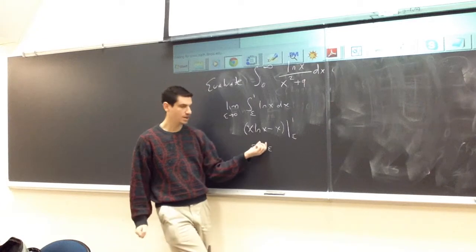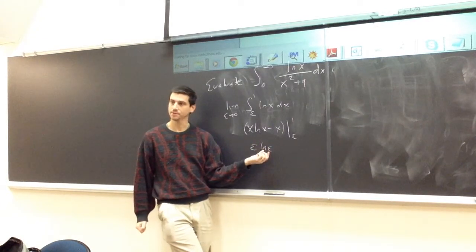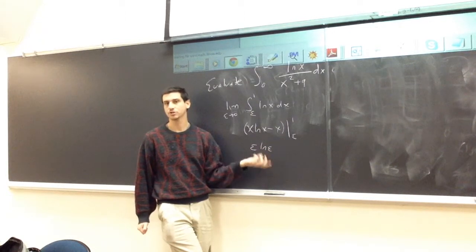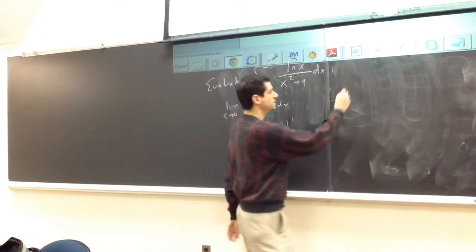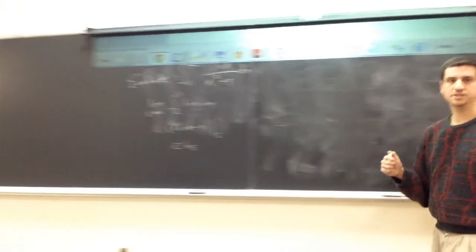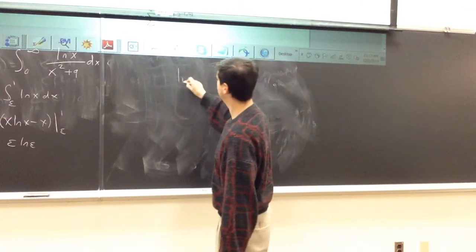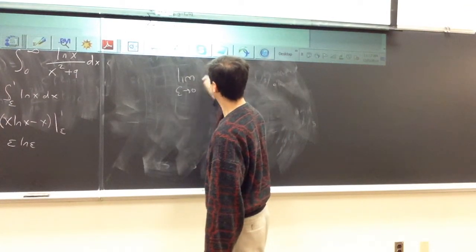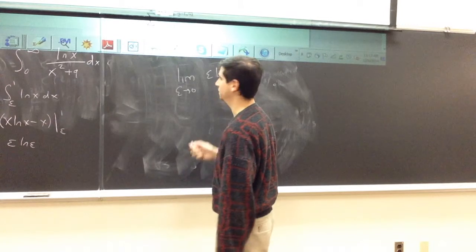Well, fortunately, the log of epsilon is growing much, much slower than the epsilon is dying. So this product is going to go to 0. So the question is, what's the best way to see that this limit is fine? So we want to take the limit as epsilon goes to 0 of epsilon natural log of epsilon.